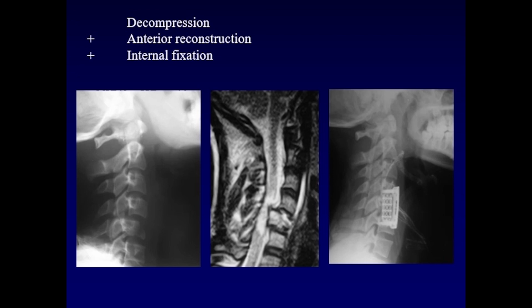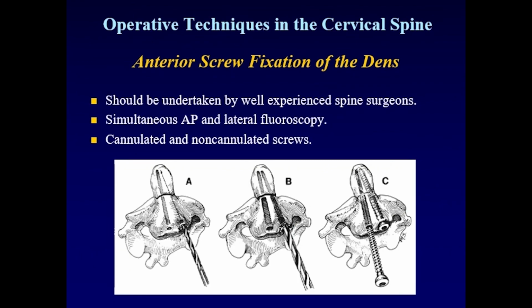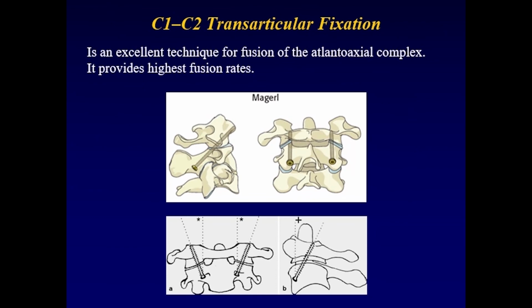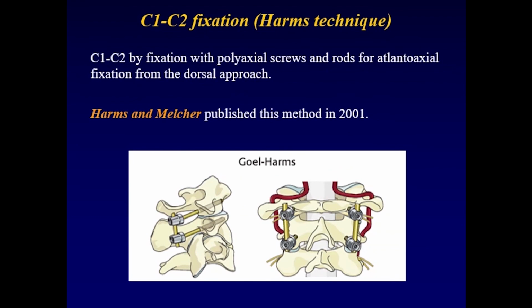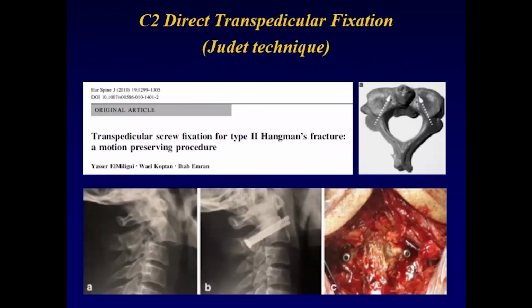The most commonly used operative techniques in the cervical spine include anterior screw fixation of the dens, C1-C2 transarticular fixation, whether from the back or from the front, C1-C2 fixation by Harms' technique, including polyaxial screws in the lateral mass of C1 and in the pedicle of C2, Judet technique for the reduction of Hangman's fracture, and actually we published this technique in 2010 in type 2 Hangman's fractures, and lateral mass fixation.